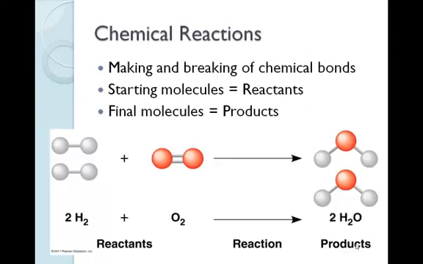In our tour of chemical concepts, we'll now turn our attention to chemical reactions. Chemical reactions often involve the making and breaking of chemical bonds. In a chemical reaction, the starting compounds are called reactants, and the resulting final compounds are the products. An example is shown here. Two molecules of hydrogen react with one molecule of oxygen to form two molecules of water, H2O.